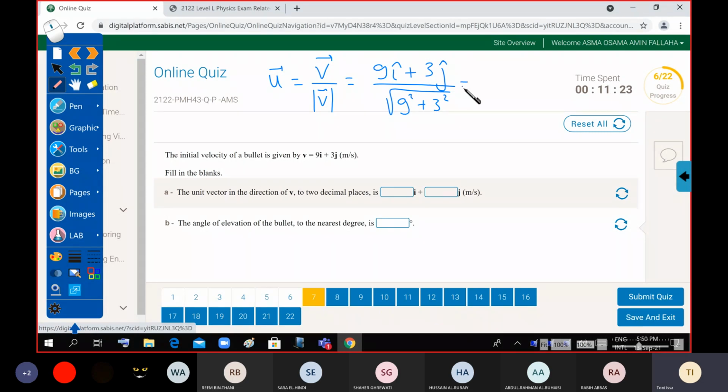You will get 0.9486i plus 0.3162j. Now, what do you choose here? They said to 2 decimal places.